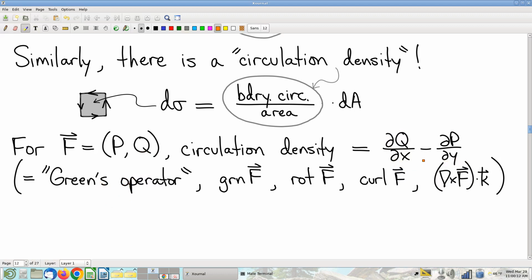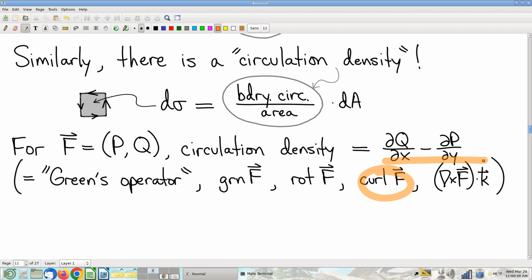It is sometimes called curl. This makes me a little bit uncomfortable. We've talked about curl previously. And when we talked about curl, we talked about it as being a vector. Right? You look back at chapter 3, you look at the formula for curl, vector. This is not a vector.